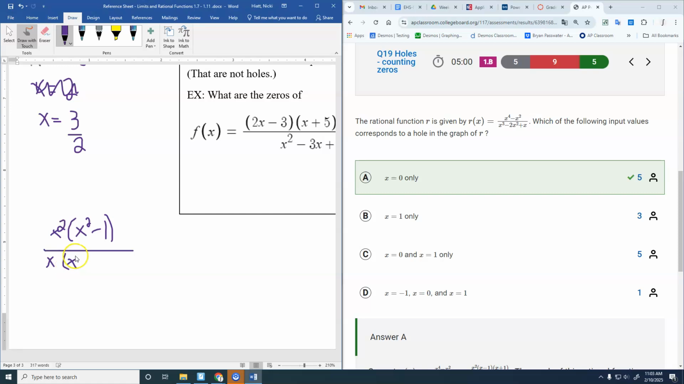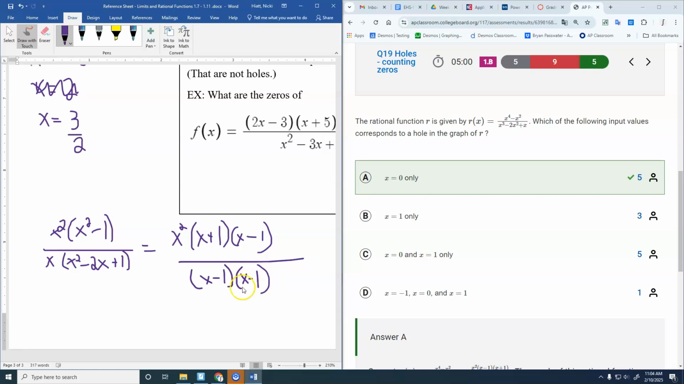and then you will have x squared minus 2x plus 1. There. And then this will factor further, so you'll have x squared, and then x plus 1, x minus 1 here. And then in the bottom, you're going to get x minus 1 times x minus 1. And then you'll still have an x right here. So one set of x minus 1s does cancel.